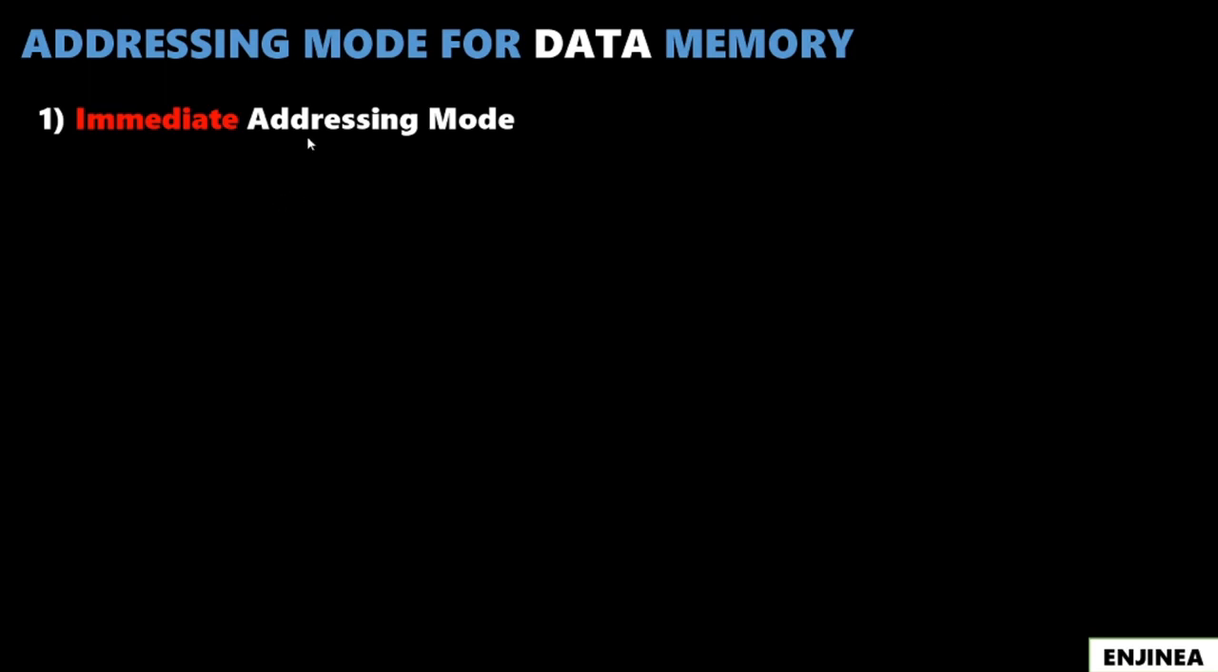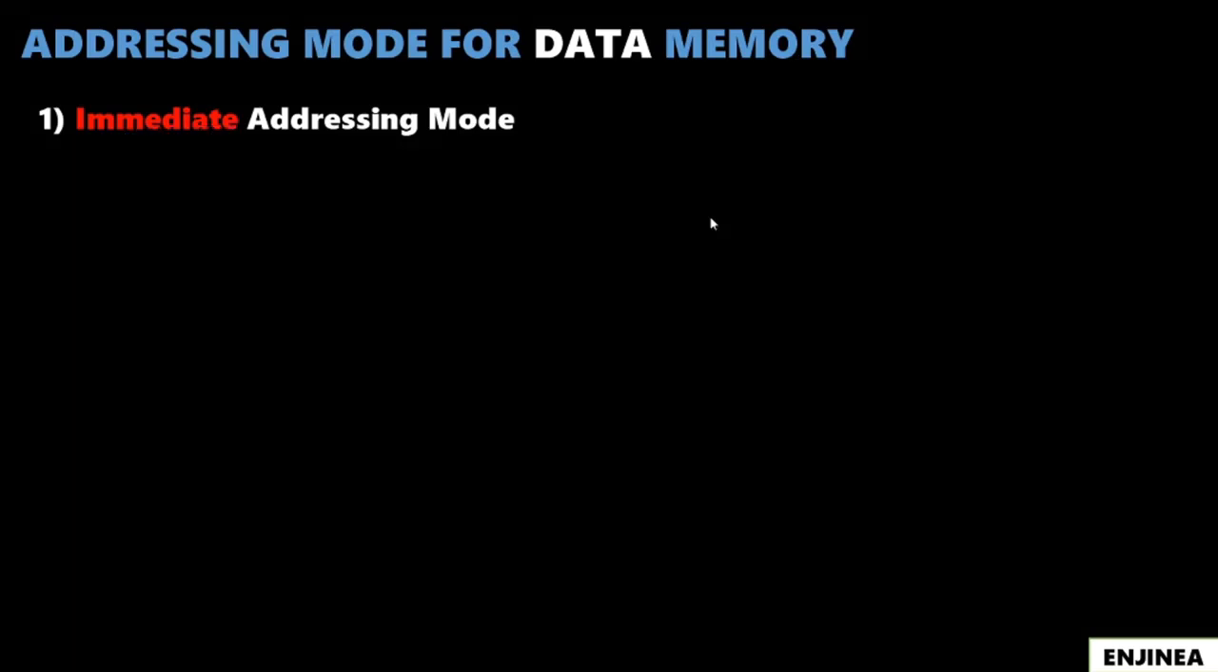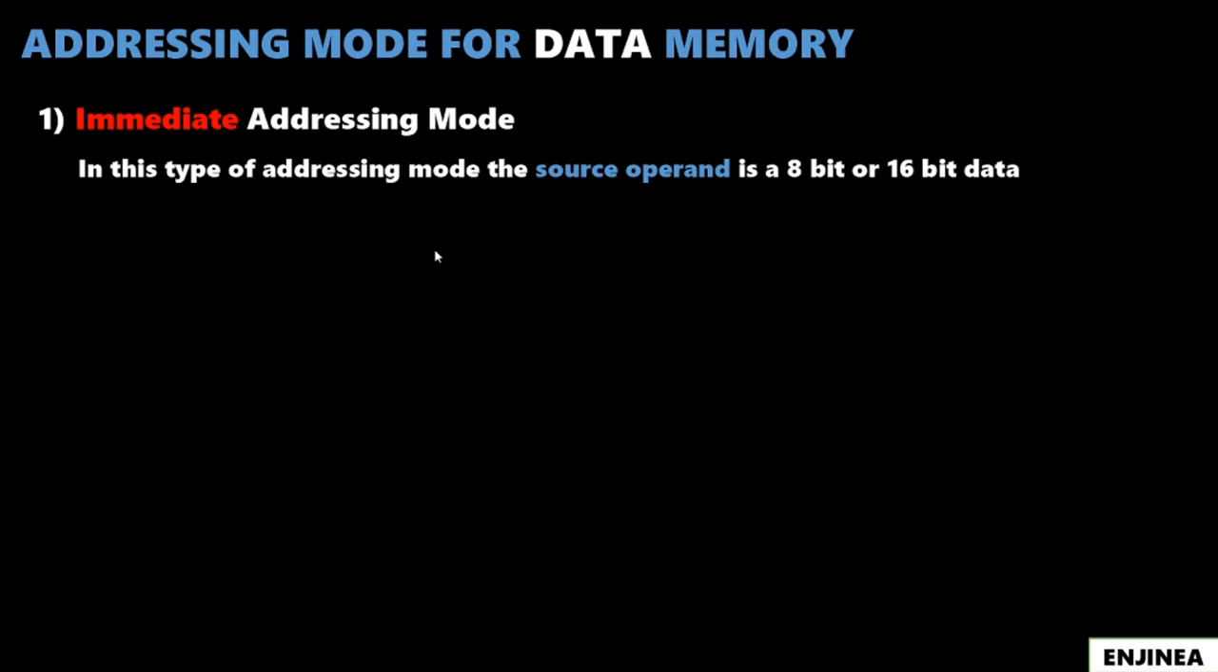The first one is the immediate addressing mode. Here the keyword is immediate. This is the keyword that we should remember. Now what do we mean by immediate addressing mode? In this type of addressing mode, the source operand is 8-bit or 16-bit data.